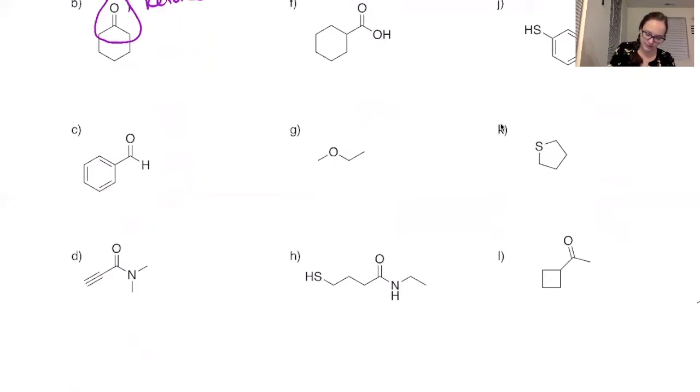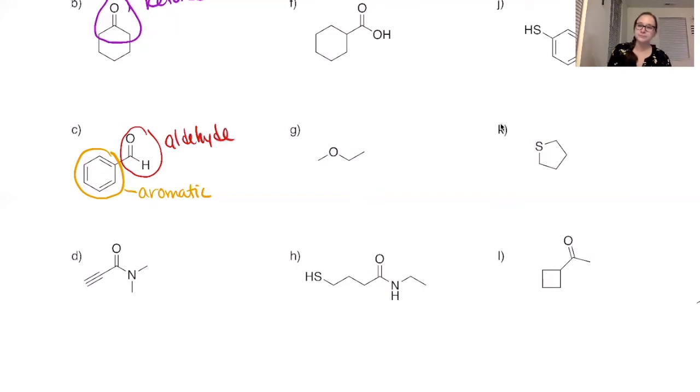Let's go with orange. Okay, so here we have an aromatic group, aromatic compound. I'm just going to write aromatic. And then on this other side, we have a carbonyl with an R group on one side, or a carbon-based group on one side, and a hydrogen on the other. That is an aldehyde. Great job, guys. Let's keep going. In D, we have a carbon-carbon triple bond. That is going to be an alkyne.